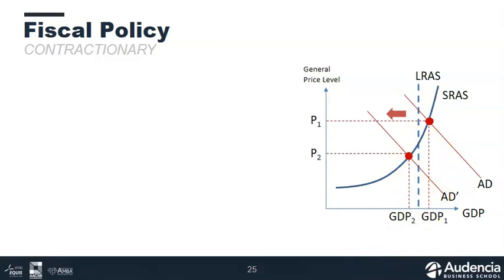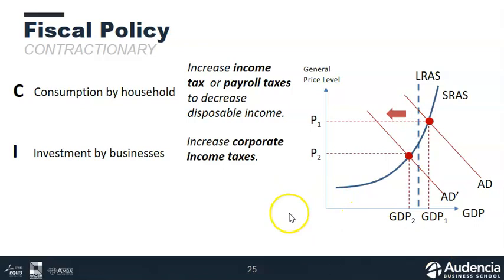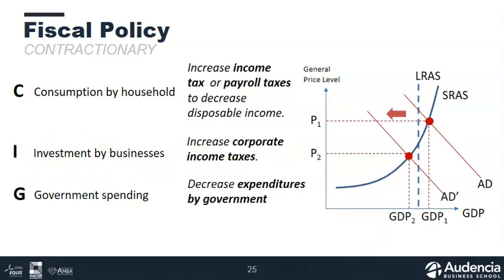How do we do it? It's the exact opposite of what we saw before. We can increase income taxes or payroll taxes and decrease disposable income for households. As people have less money to spend, they buy less goods and services. We can increase corporate income taxes for businesses, and so they spend less money on machines and whatnot. And obviously, governments can decrease expenditures of their own goods and services. So that would be a contractionary fiscal policy.